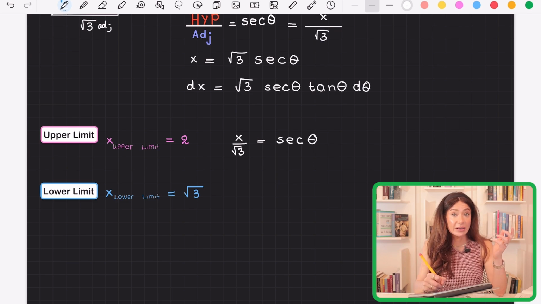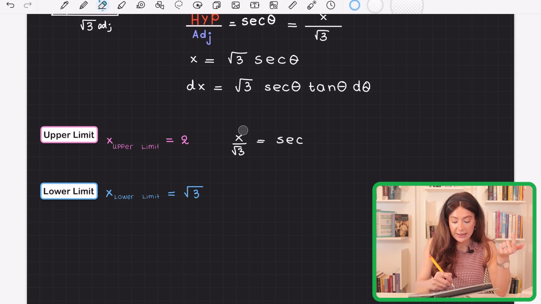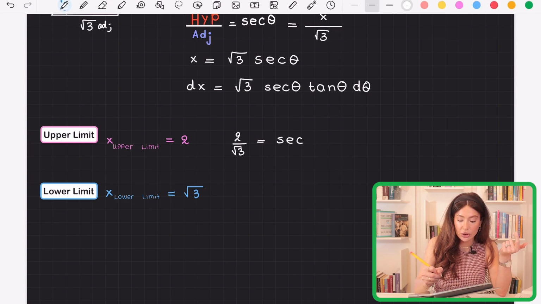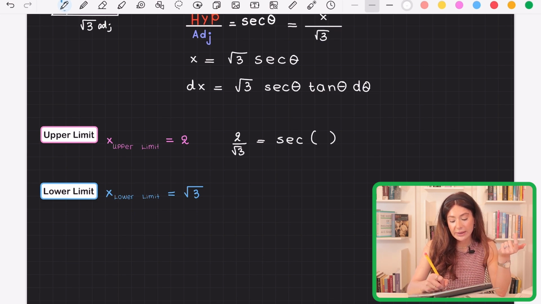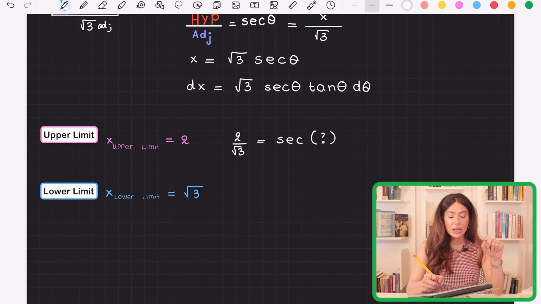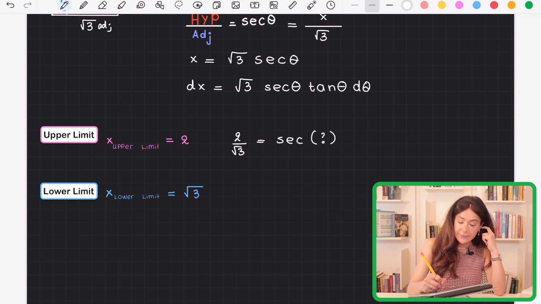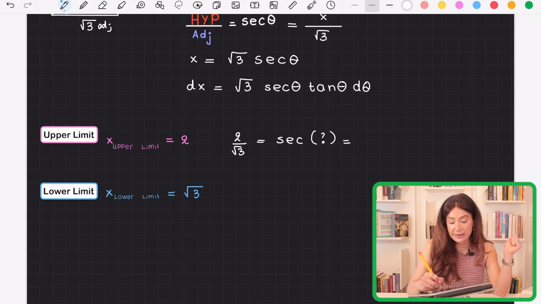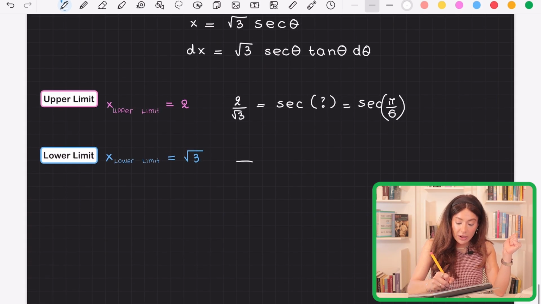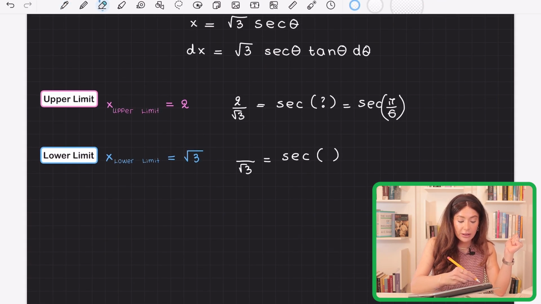So you can express theta as arcsecant of x over square root of 3, or you can simply leave it as it is and then put the upper bound here, which is 2, and then this would give you the upper bound for theta, and then ask the following question. Secant of what angle will give you 2 over square root of 3? And the answer to that is secant of 30 degrees, which is the same as pi over 6. Okay, so secant pi over 6. With the same logic, here you put x upper bound to get theta upper bound.